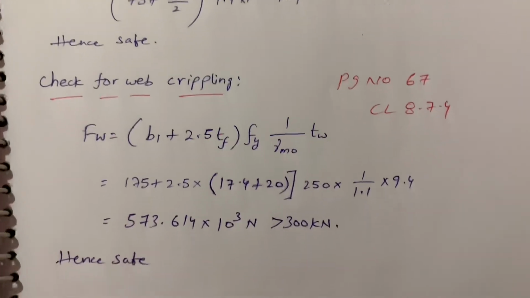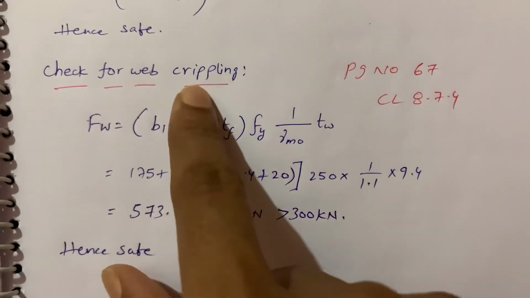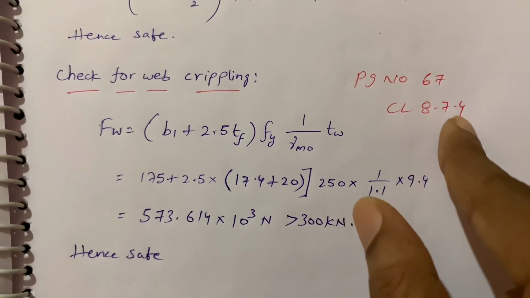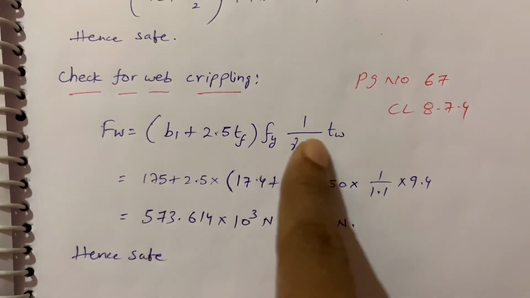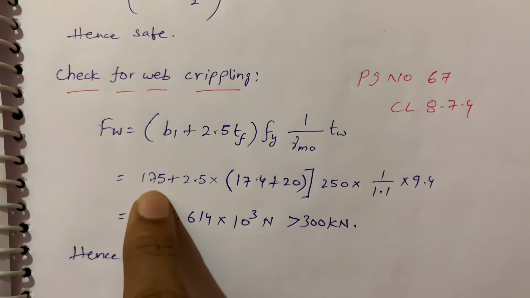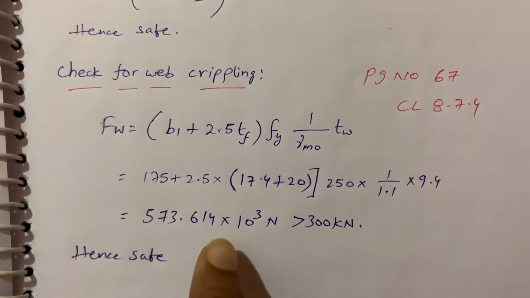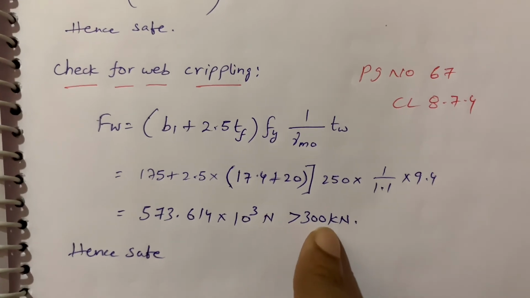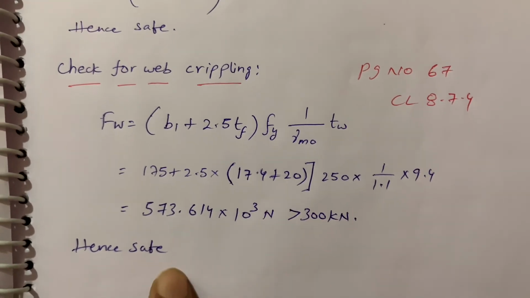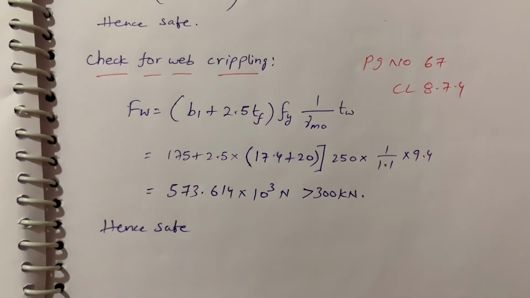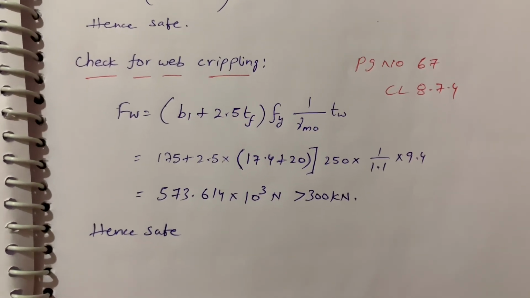And next, check for web crippling. In page number 67, clause number 8.7.4, the formula is available, and we substitute all the values in the equation. Okay, I got this value, which is greater than 300 kilonewtons. Hence, it is safe. So like that we are going to design the built-up section in design of steel structures.